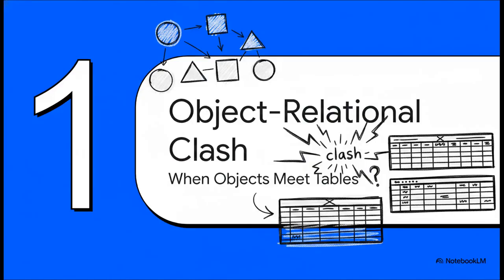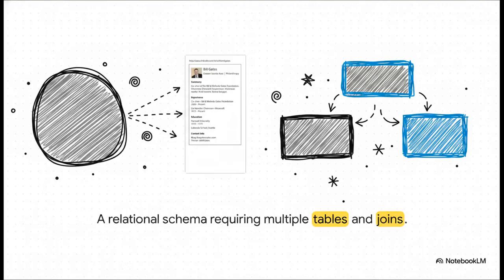All right, let's dive into our first section, the object-relational mismatch, or what happens when objects meet tables. Let's start with a classic developer headache, the object-relational mismatch. Think about a LinkedIn profile. Let's use Bill Gates as an example here. In your application code, his whole impressive resume is probably just one neatly organized object. But to store it in a traditional relational database, that data gets violently fragmented. We literally shred it across multiple tables.